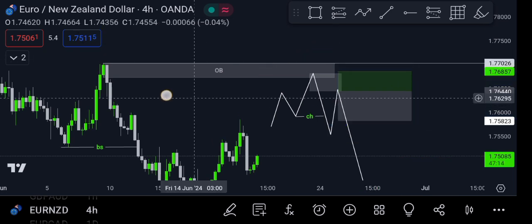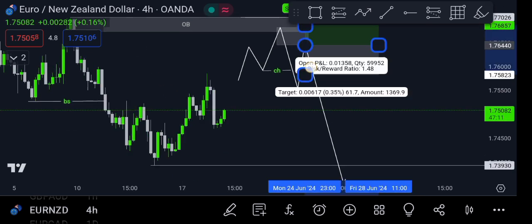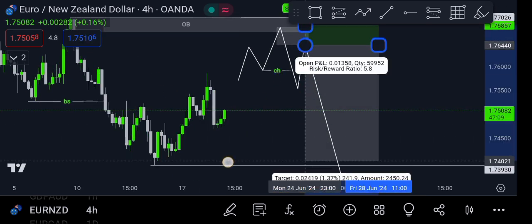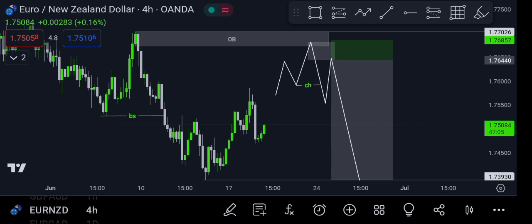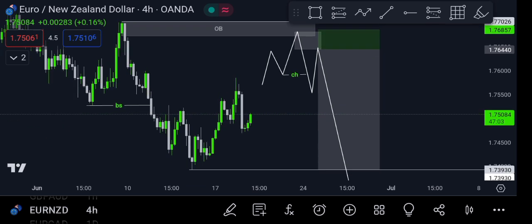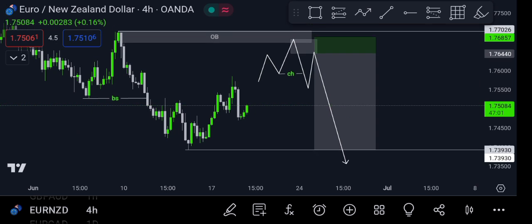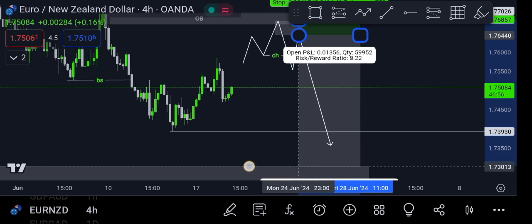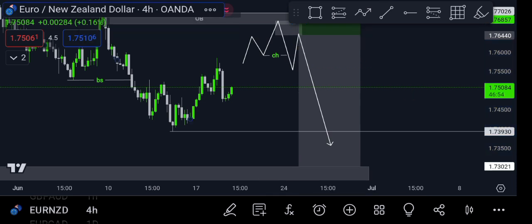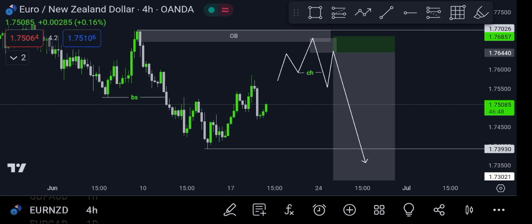stop loss a little bit above the order block, and then our first take profit will be this 4-hour low here, guys. We'll be targeting this 4-hour low down below here, and then our full take profit will be this daily order block here, guys. So this is what I'm looking at on Euro NZD, guys.